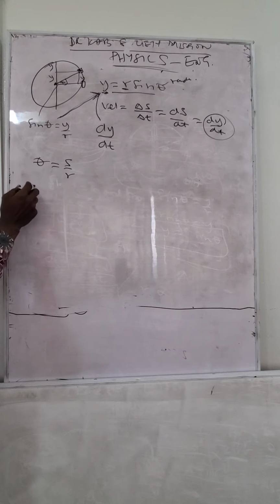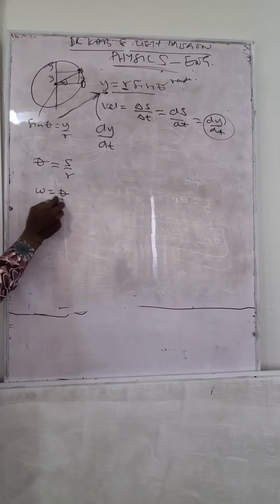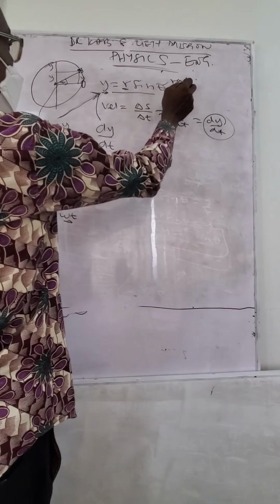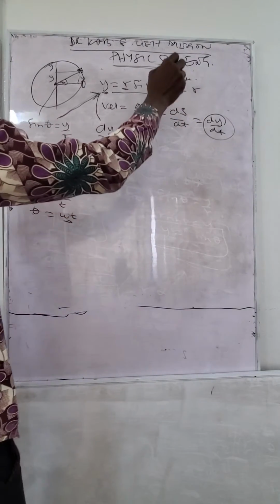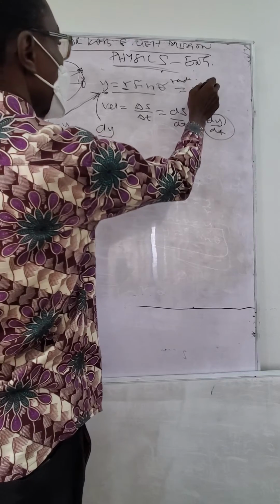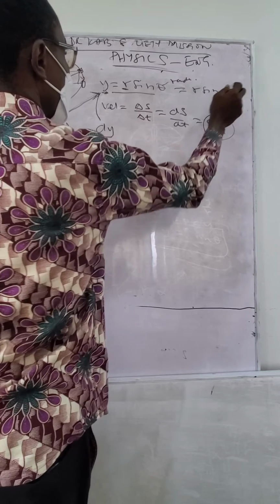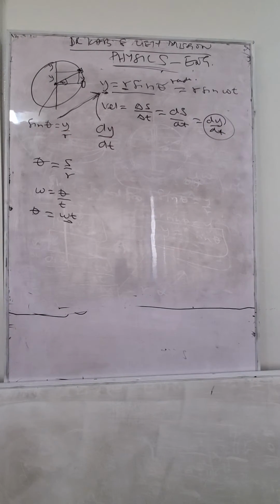Let's find an expression for this. Omega is equal to changing theta over t, so that changing theta is equal to what? Omega t. Right? Good. So in terms of theta here, this can also be written as R sine theta, which can be written as this. Okay, now let's see how the differentiation will go.